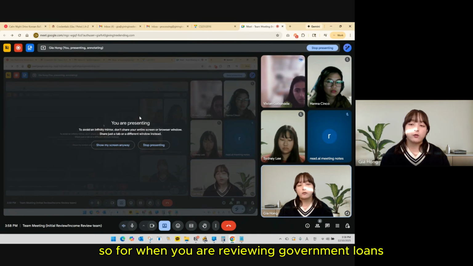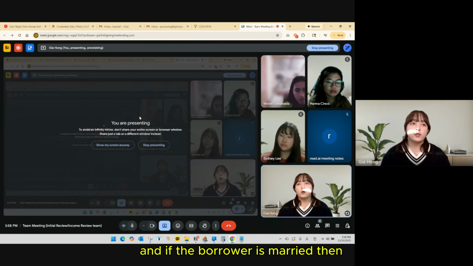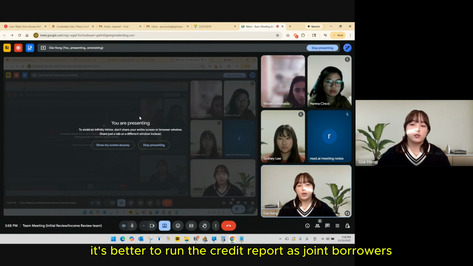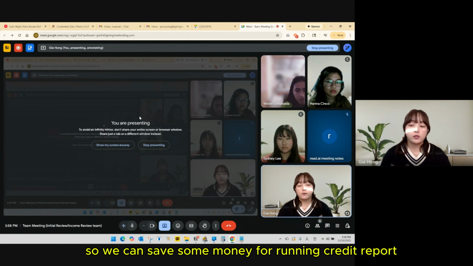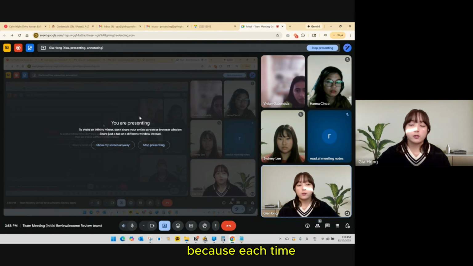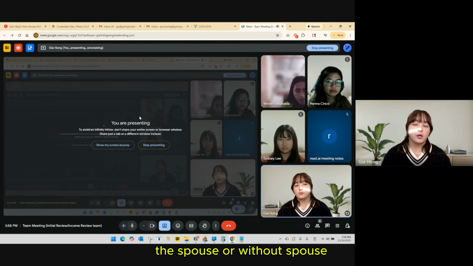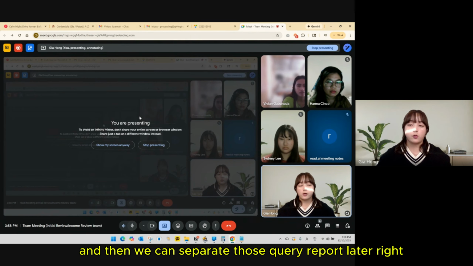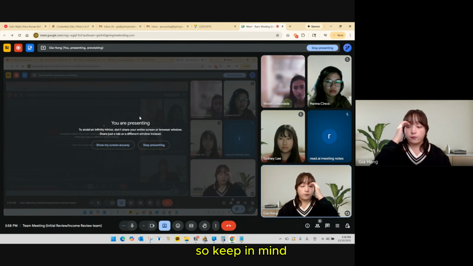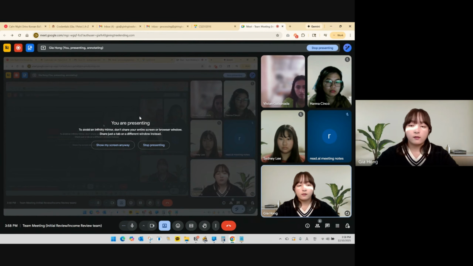So when you're reviewing government loans, and if the borrower is married, then it's better to run the credit report as joint borrowers to include the spouse. So we can save some money on running credit reports, because each time the credit report fee will be the same with the spouse or without the spouse. So it's always better to run a credit report with the spouse, and then we can separate those credit reports later, right? So keep in mind.